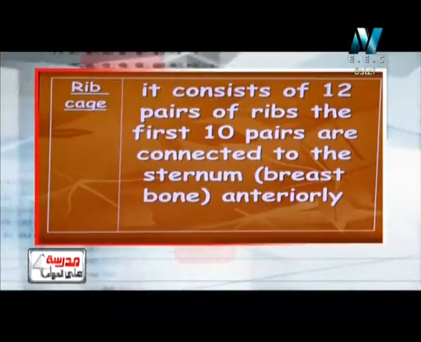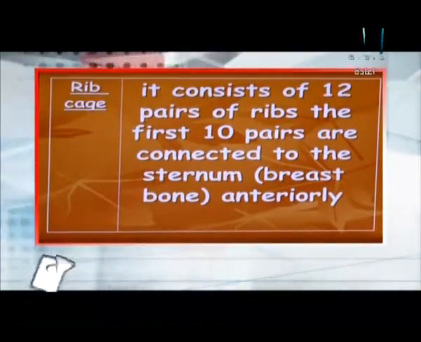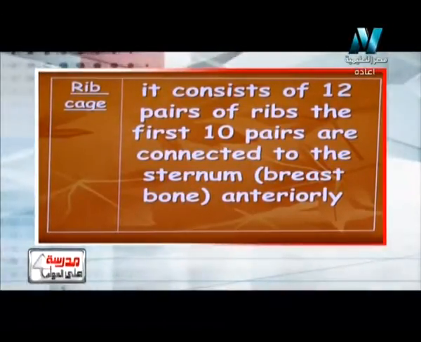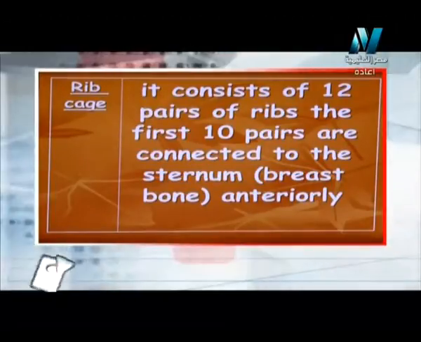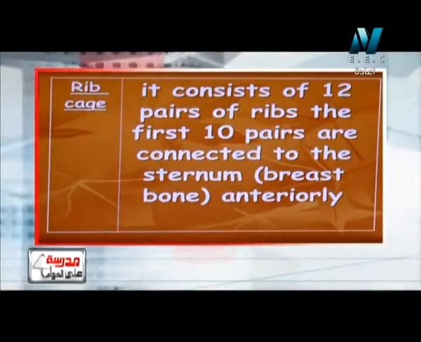Okay, Mr. Yasser? So we have 12 pairs of ribs. Only 10 pairs of them are connected to the sternum, or the breastbone. So why are the last 2 pairs of ribs not connected to the sternum? Okay, Mr. Yasser? Why are the last 2 pairs of ribs not connected to the sternum?